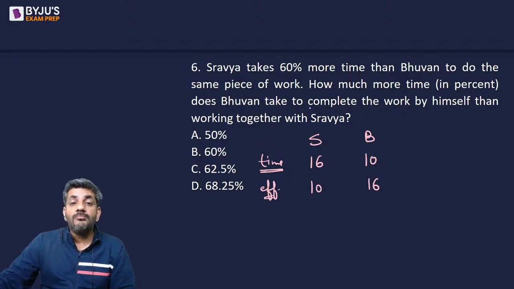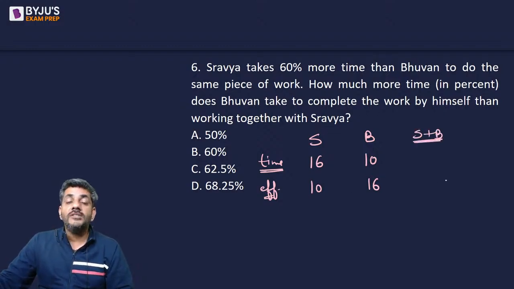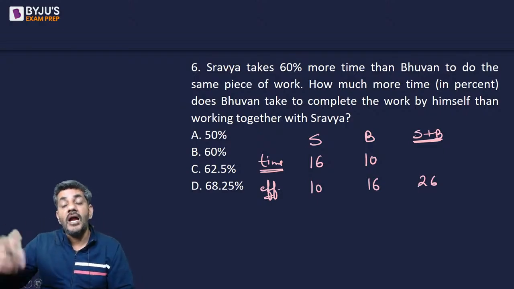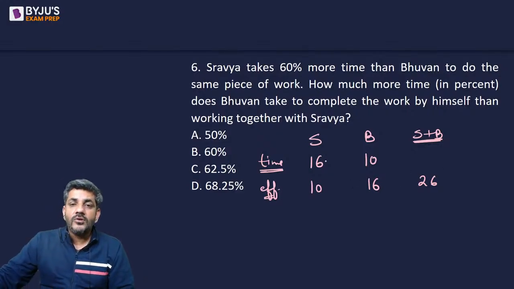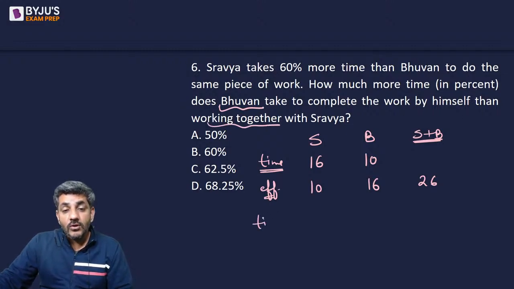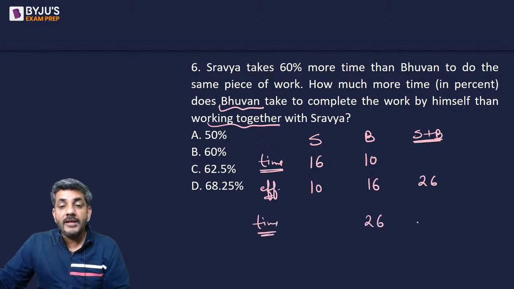How much more time does Bhuvan take to complete the work by himself than working together with Shravya? So now, if Bhuvan and Shravya work together, how much time are they going to take? Can I say their efficiency would now be 26? If efficiency of Shravya is 10 and Bhuvan is 16, that means the total efficiency is 26. So now when I talk about the time of Bhuvan and the two together, that will be the ratio of 26 is to 16, or you can say 13 is to 8.